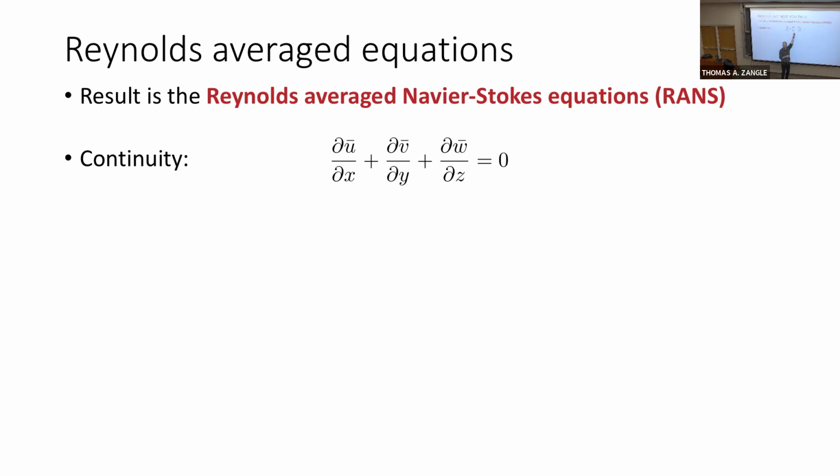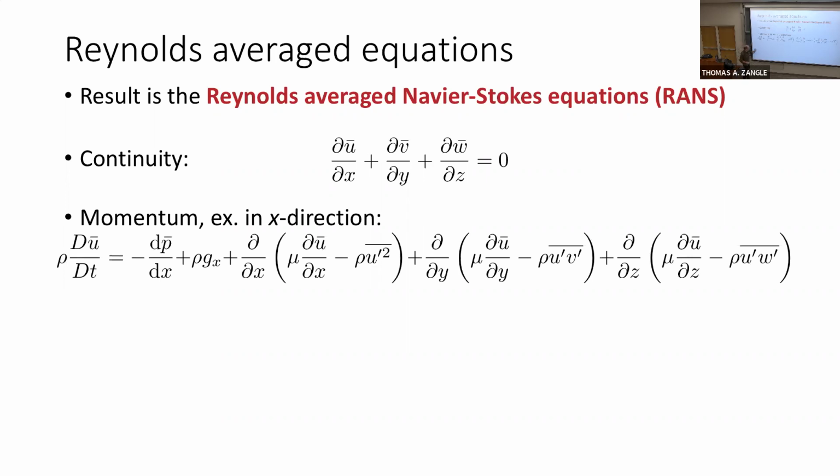So this works. Okay, this is what we want. This was our goal. It doesn't work this way for momentum. This is the momentum time average, sorry, the Reynolds averaged momentum equation in the x direction. Remember, we have three of these, one for x, one for y, one for z.